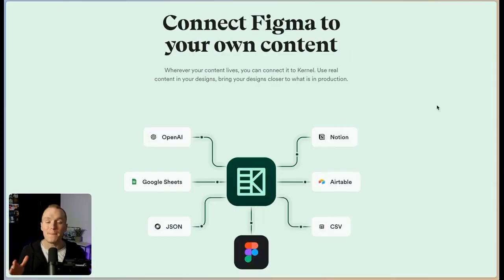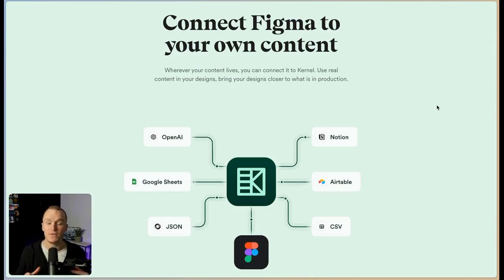Kernel's vision is to make it so that we can design with real data more easily directly inside of Figma. Now, before I go any further, this isn't a sponsored post. They didn't ask me to do this. I'm just really excited about not only this product, but the entire space. As designers, we're going to start getting closer and closer to code and real data. And with the advancements in AI, it feels like this space is just heating up.